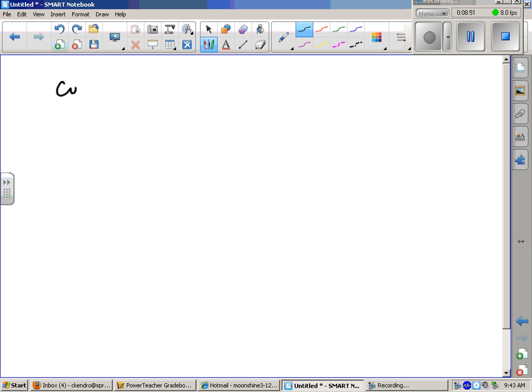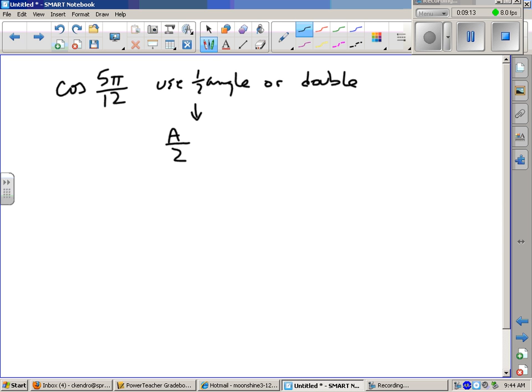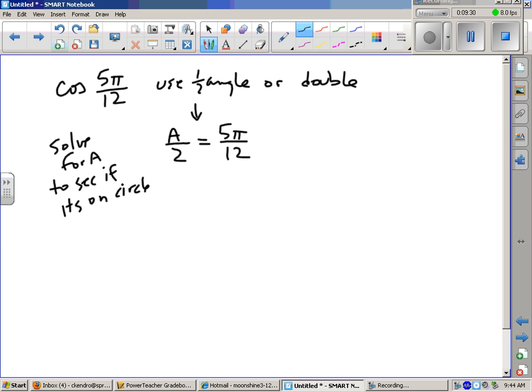All right, now let's do another one. I want to find the cosine of 5 pi over 12 using the half angle formulas or double angle formulas. Now, it doesn't say which one, but only one of them will work, and you have to test it out. If you're going to test to see if the half angle formula is going to work, you take half of the angle and set it equal to 5 pi over 12. Then we have to solve for A to see if it's on the circle. And if it is, then we can use the half angle formula.